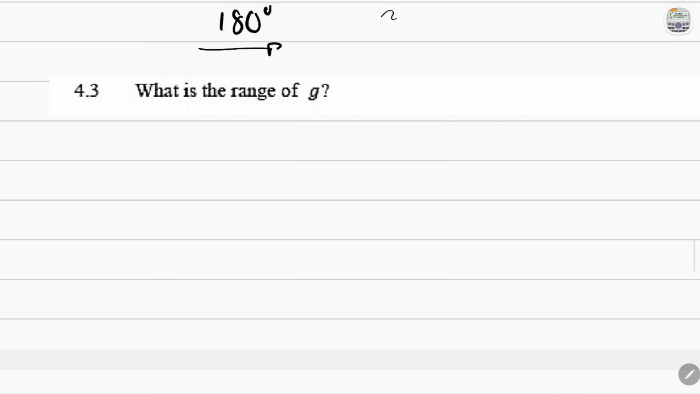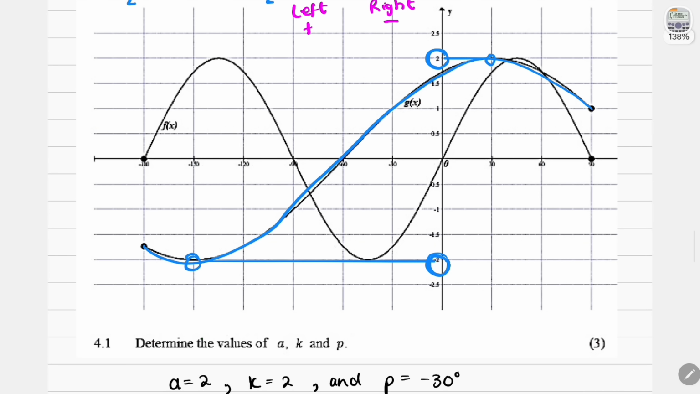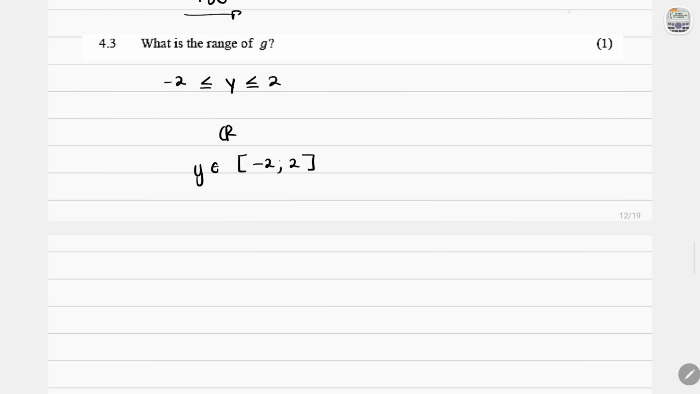You can say that y is simply all values greater than or equal to -2, but less than or equal to 2. Or you could write it like this. y is an element of, we go from -2 all the way to 2, and then use square brackets to show that -2 is an included y value in this graph, and over here a square bracket as well. And that is our answer. And that is it for this question. Moving on to the next question.